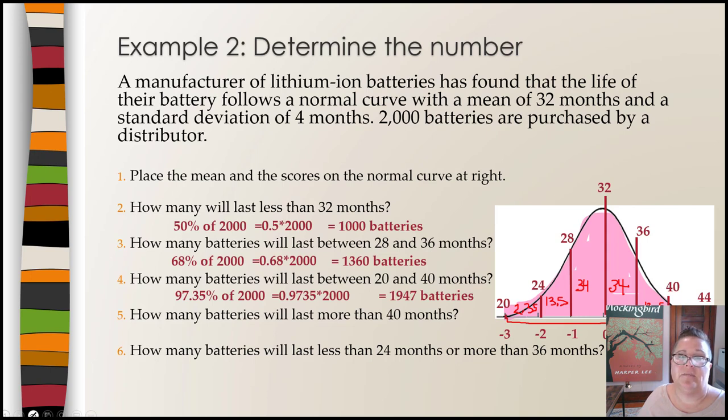1,947 batteries. Now, some of you may say, okay, Amy, but can't I just do, hey, these 2 standard deviations from -2 to 2, that's got to be 95%? Yeah, but then you still got to add the 2.35, which is still going to give you 97.35. There is more than one way to build to this 97.35.